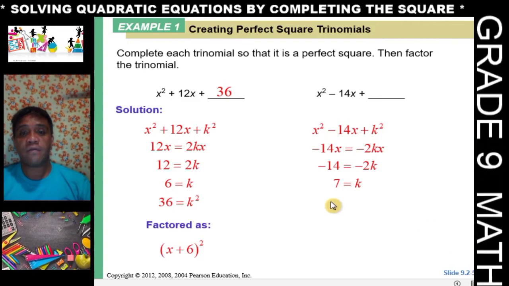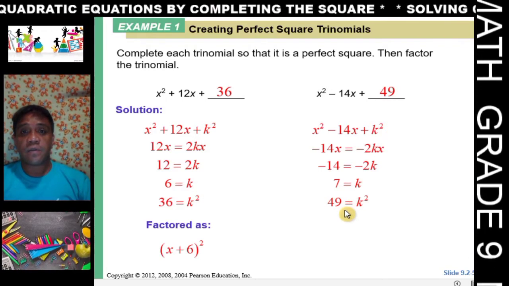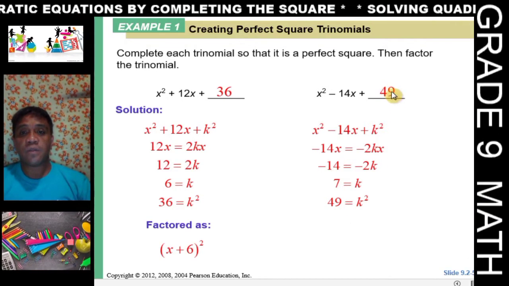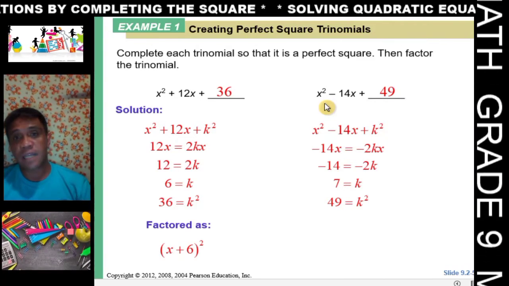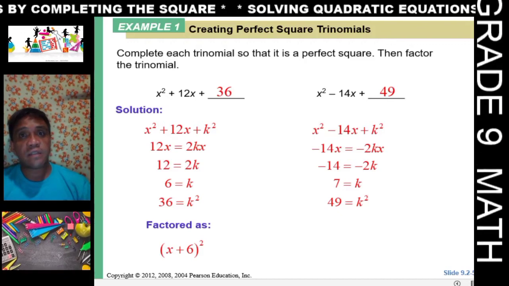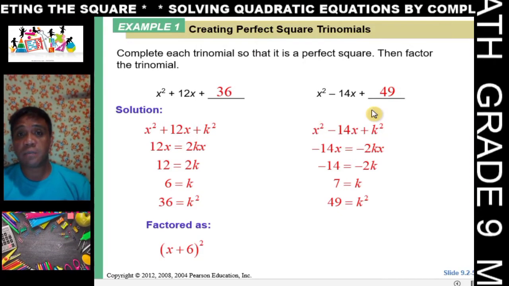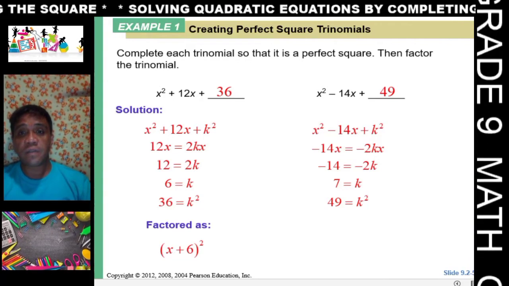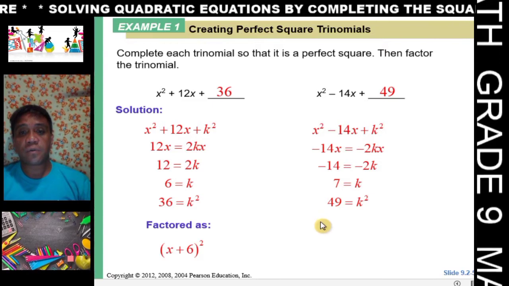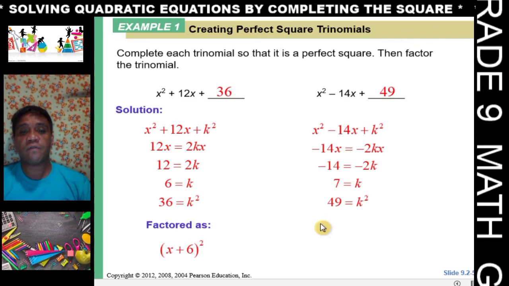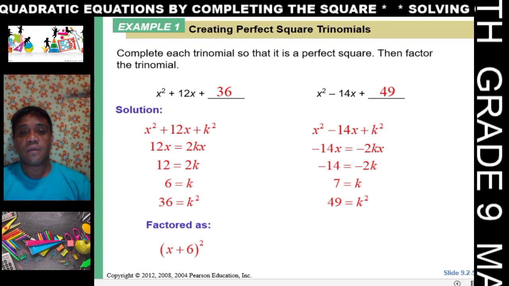And so we have 49 is equal to k squared. Take note again, from the given expression, expression and equation are not the same. This is only an expression because we don't have an equal sign here. So 49 is equal to k squared. As a factored form for this, we have, what do you think?